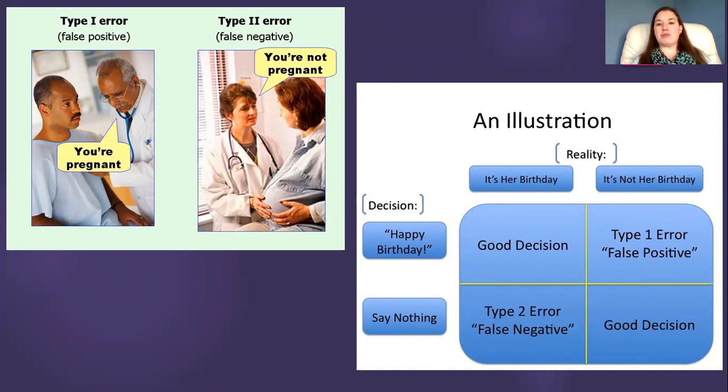There's also a way to think through this with the other illustration about what's reality. Think about this as the decision we should be making related to the null hypothesis versus what you actually do. So if it is actually somebody's birthday and you say happy birthday, that's the right thing. But if it's not somebody's birthday and you say happy birthday, that's a false positive. That's a type 1 error. Alternatively, if it is somebody's birthday and you say nothing, that's a type 2 error, right? We've gotten it wrong in two different ways.